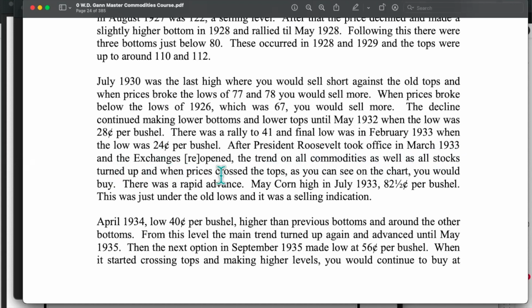And when prices crossed the tops, as you can see on the chart, you would buy. There was a rapid advance further on together. Now, this happened somewhere around February 1933. And in March 1933, President Roosevelt took office, when he was elected for that.